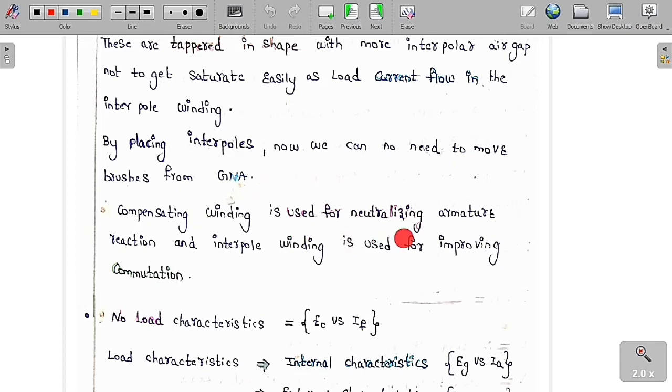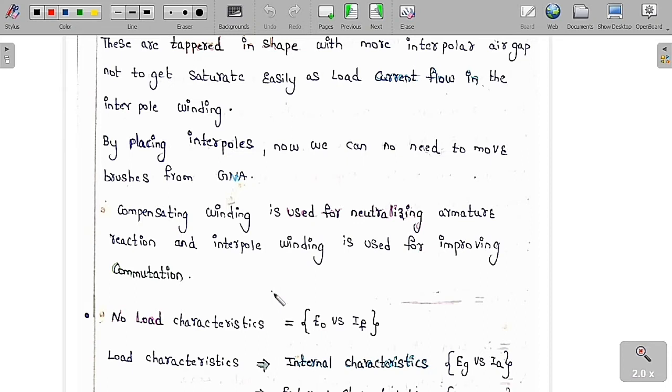By placing the interpoles, we have no need to move the brushes from GNA. Compensating winding is used for neutralizing the armature reaction, and the interpole winding is used for improving the commutation. It's a very important point.